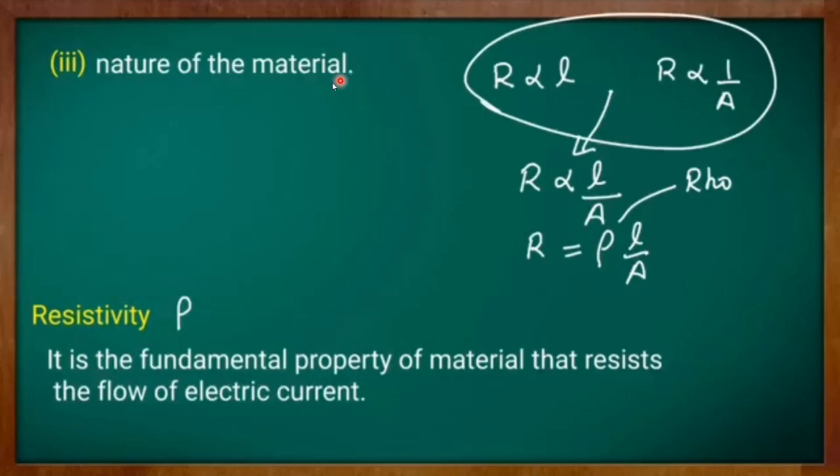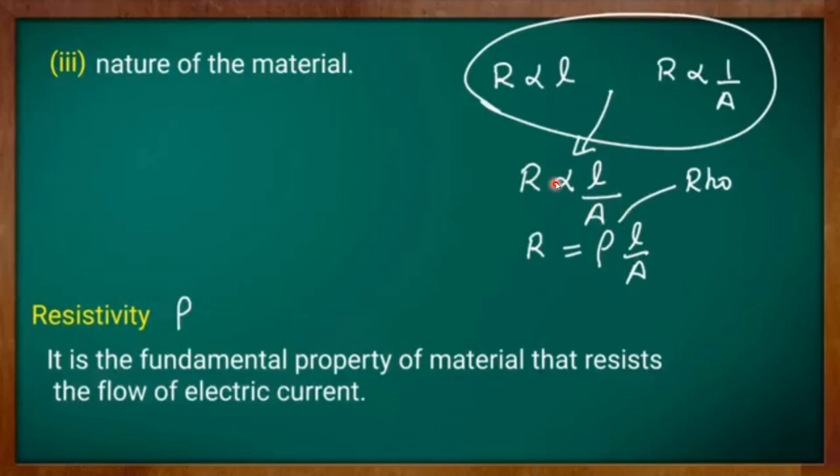Now, let us write the first two relations once again, that is the length of the conductor and the area of cross section. R is directly proportional to L and R is inversely proportional to the area of cross section. If we combine these two relations and write it in a single form, then I can write R is proportional to L by A, isn't it?